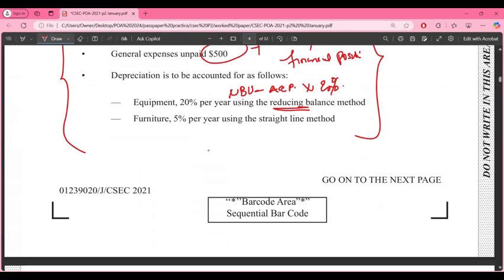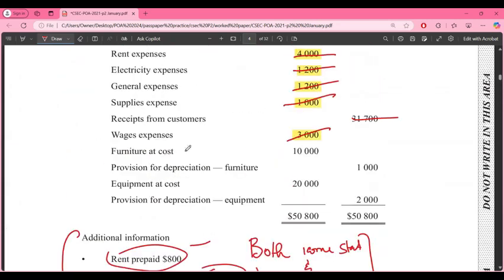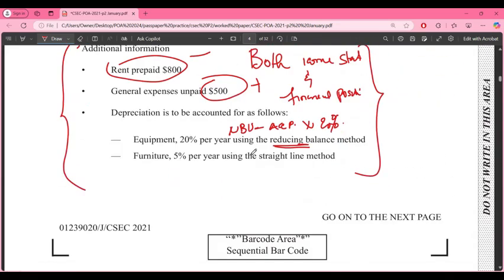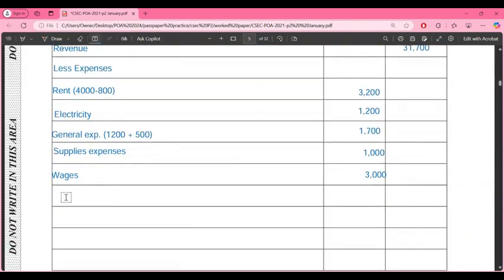Net book value is the cost minus the accumulated depreciation. The net book value as at the end of the year is 20,000, and the provision for depreciation accumulated amount is 2,000. So when you reduce the 20 by 2, you'll get 18, and it says it's at a rate of 25.